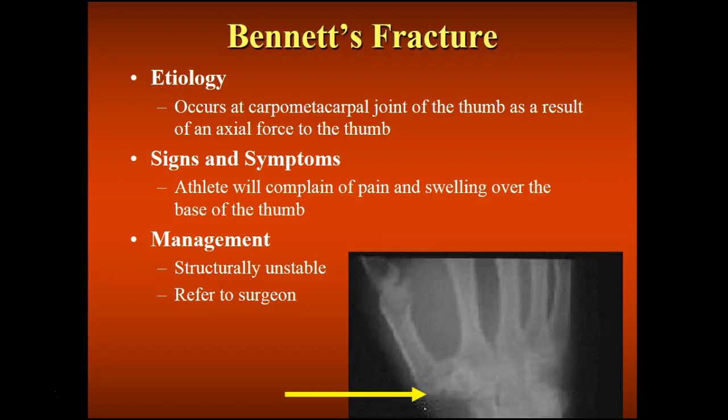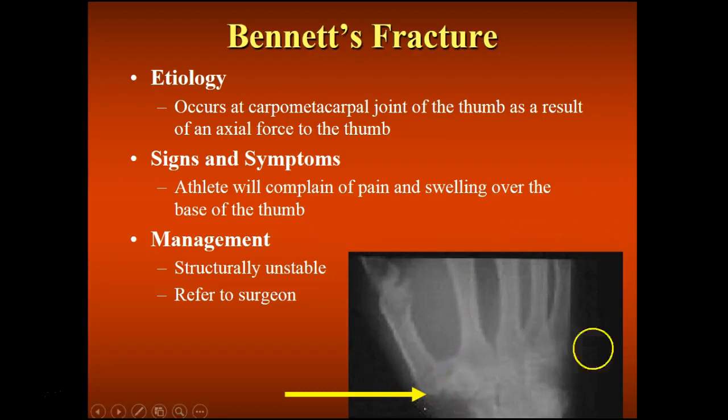And so what we tend to see a lot of times is either an athlete will take a direct blow to the thumb, or they'll land on the thumb very forcefully, the tip or the distal phalanx of the thumb, and the forces will get transmitted and cause a fracturing of that carpal metacarpal junction or joint.